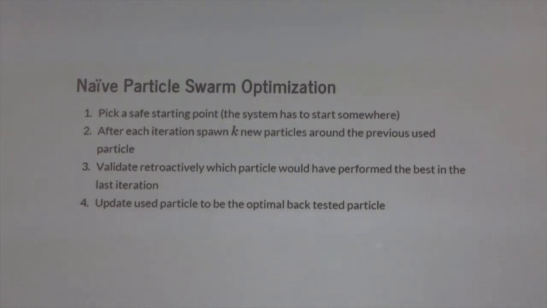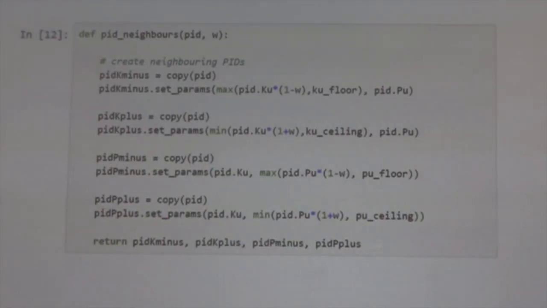So again, maybe that sounds kind of complicated, but it's super simple. All that I do, that bit of code, just goes and makes a new PID. I copy my initial PID, I just reduce the KU a little bit. The other one, I increase it a little bit, decrease PU a little bit, increase PU a little bit. And then I look at those. Again, there's nothing fancy.